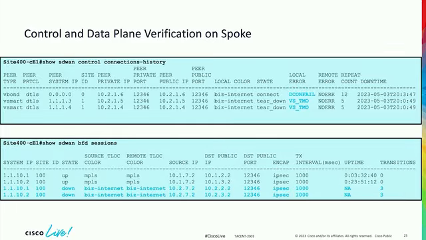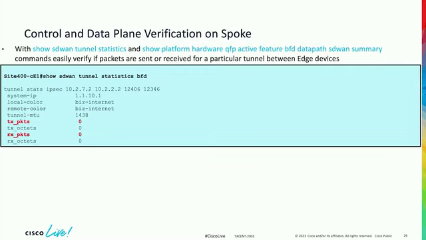To check the BFD sessions to the hub, we need to run show sdwan bfd sessions. Here in this output, we can clearly see both the BFD sessions are down on the biz internet. To check if the packets are sent or received on a particular tunnel, we need to run show sdwan tunnel statistics bfd. From this output, we can clearly see the transmit packets and the receive packets are both 0. That means there is no traffic being sent to the hub.